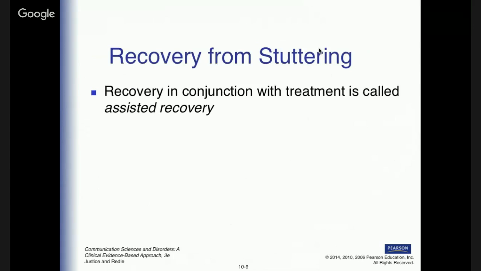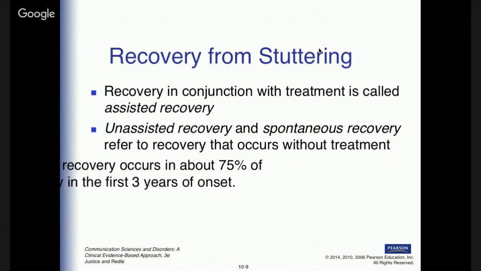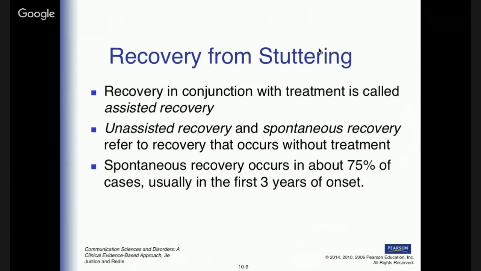Recovery from stuttering. Recovery in conjunction with treatment is called assisted recovery. Unassisted and spontaneous recovery refer to recovery that occurs without treatment. Spontaneous recovery occurs in about 75% of cases, usually in the first 3 years of onset. So, kids are most likely to start stuttering between the ages of 2 and 4, and about 75% of the kids who start truly stuttering are going to recover within the first 3 years of onset without any kind of therapy.